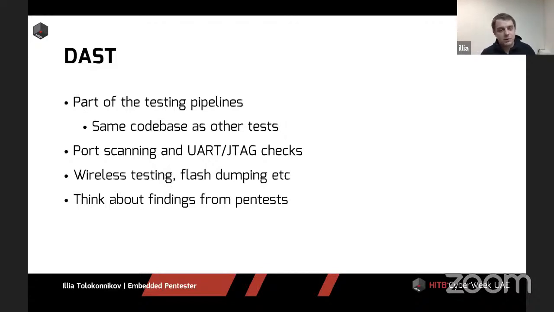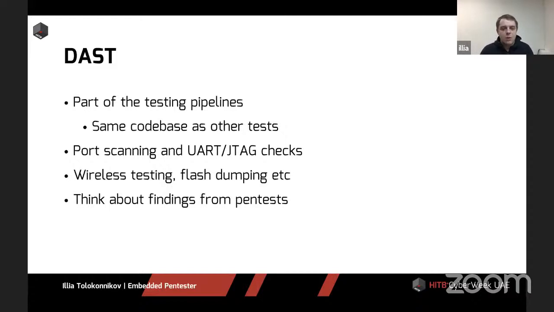But ChipWhisperer can be connected to a Raspberry Pi via USB. And everything else that your internal and external pen test finds, you can think about it and try to automate it and convert it into your DAST. I think sometimes people forget about that too. A pen test is a pen test, and CI/CD and testing automation is just testing automation.